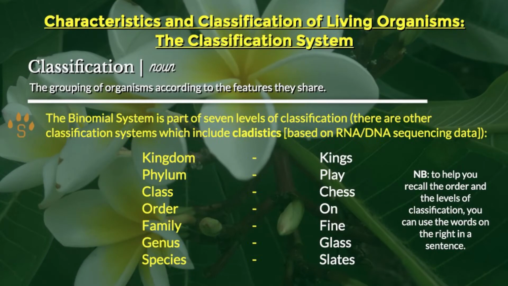Now we're looking at the classification system. So classification is the grouping of organisms according to the features they share. So we have a system which is used internationally to name organisms, which is called the binomial system. The binomial system is part of 7 levels of classification.